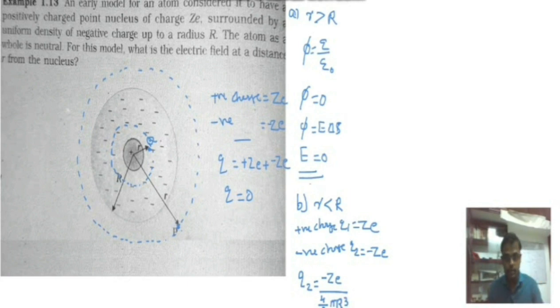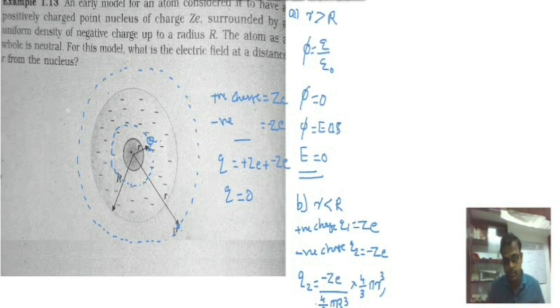But we are now taking not the whole volume, we are taking a very small volume with a small radius r. So I can write here 4 by 3 pi into small r cube. So we need the negative charge only in the volume of 4 by 3 pi r cube. What is the total charge inside this one? Minus Ze, that is distributed in the 4 by 3 pi capital R cube. That is the whole atom. We need only a very small portion of this atom.